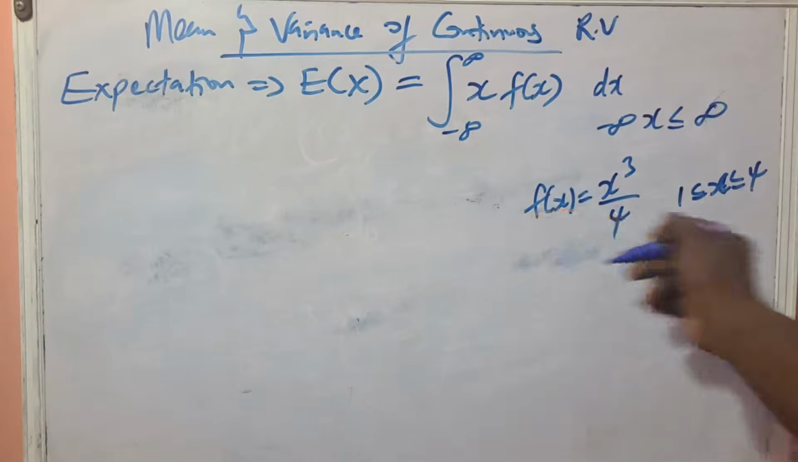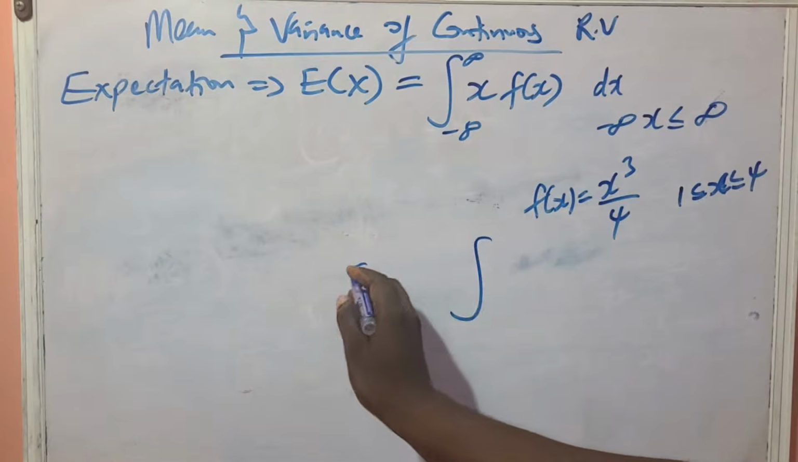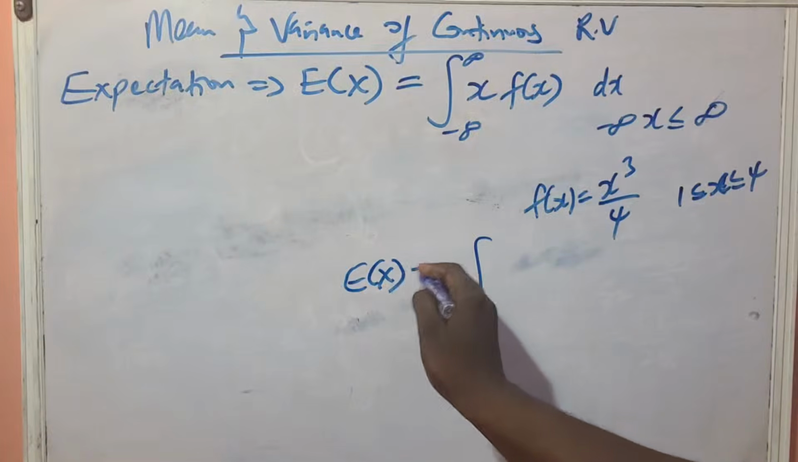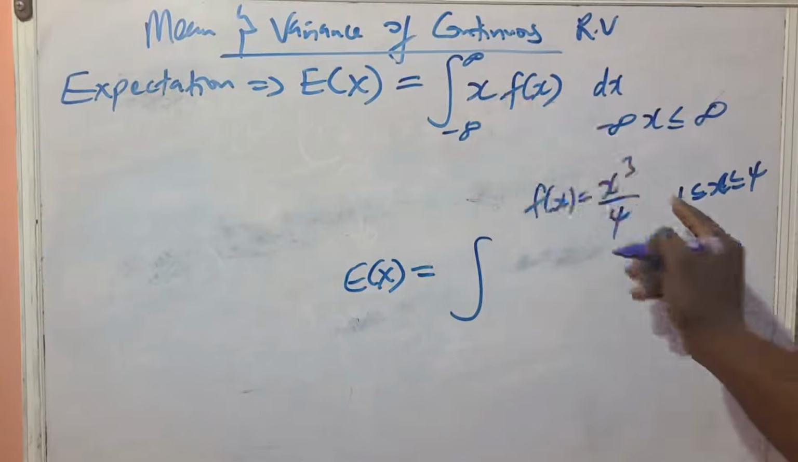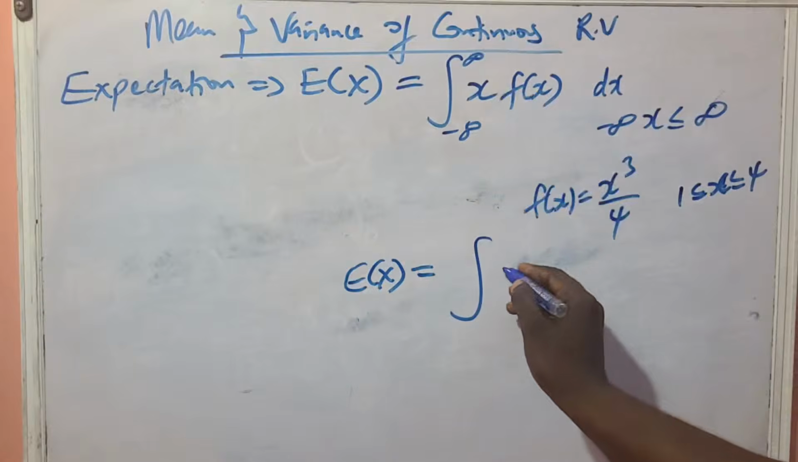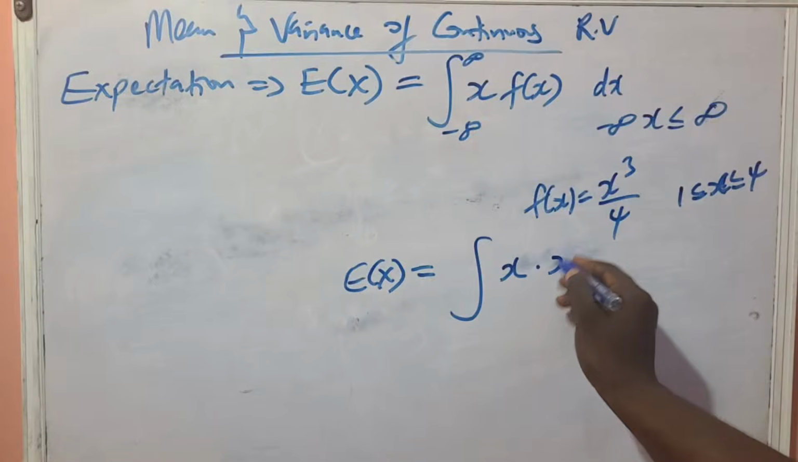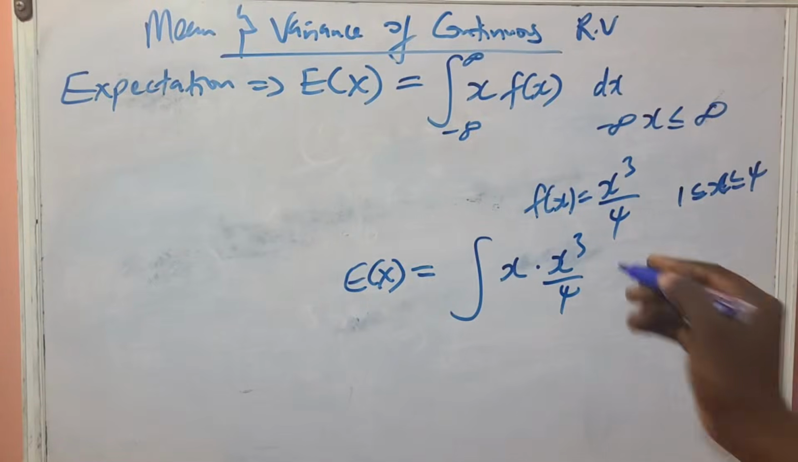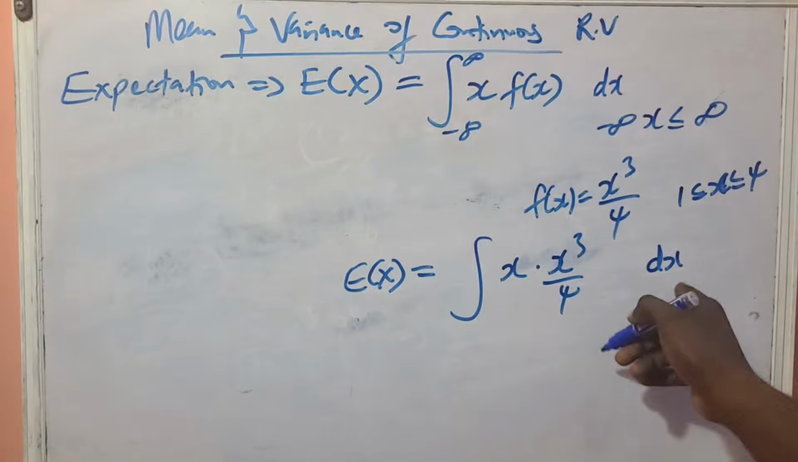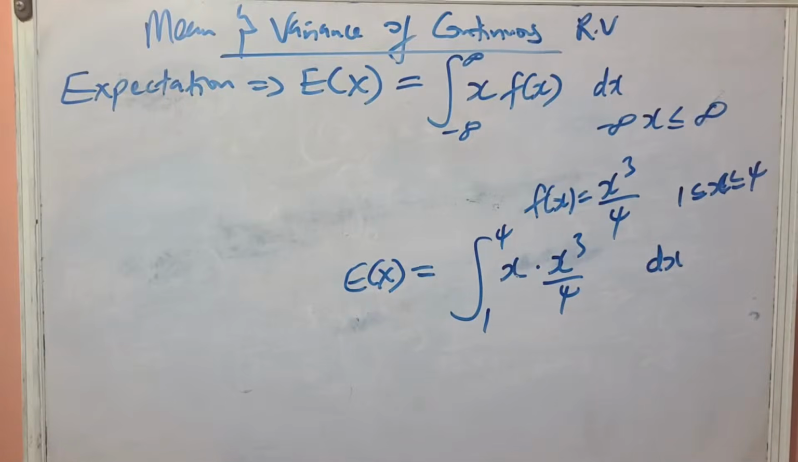If you wanted to find the expectation of this function, you will just need to go on to say the expectation of x will be equals to, of course, the integral of x. Now, you'll be adding an x with the function, x times x cubed over 4. You'll be integrating this with respect to x, obviously, and you'll be setting your limit to 1, 4. That's the way you solve for expectation.